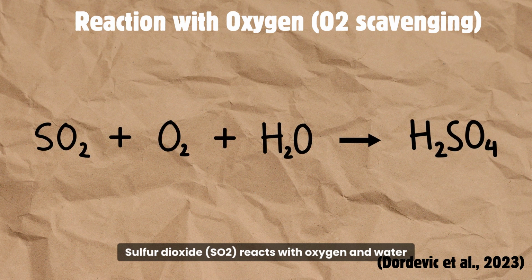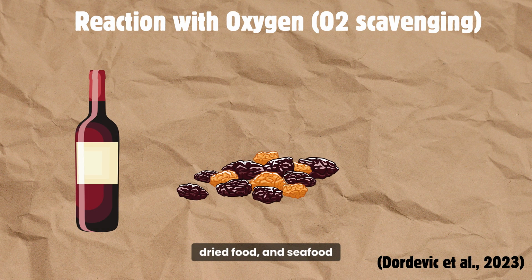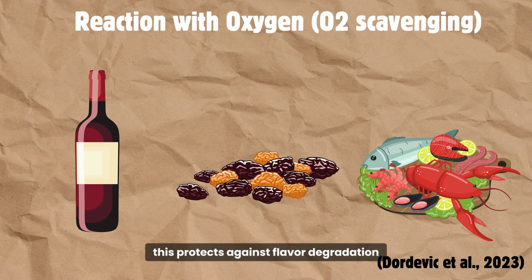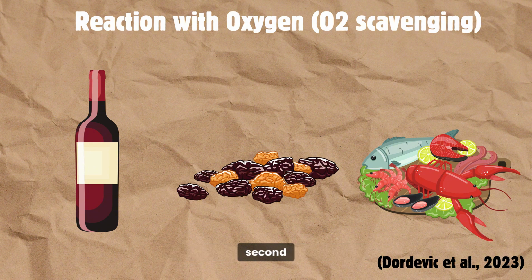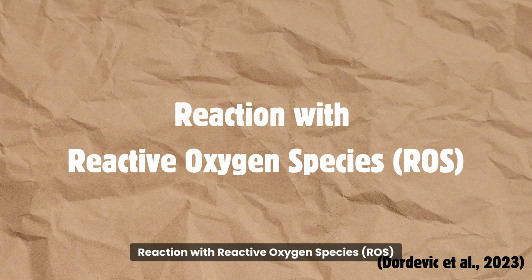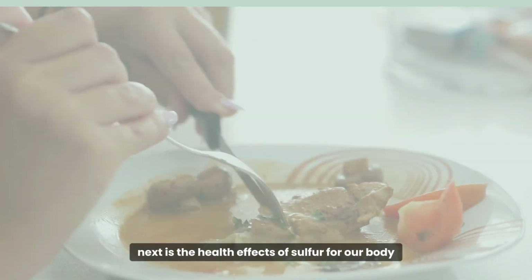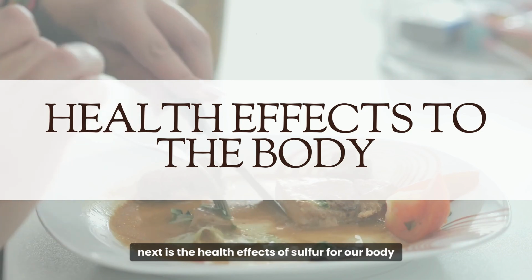Sulfur dioxide will react with oxygen and water, hence reducing the oxidation in wine, dried fruit, and seafood. This protects against flavor degradation, color loss, and vitamin breakdown. Second, the reaction with reactive oxygen species, or ROS. The bisulfite will neutralize harmful oxygen radicals, hence preventing the acidity in fats and oils. Next is the health effects of sulfur for our body.